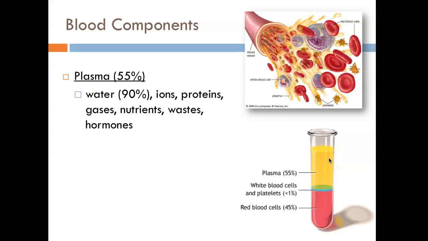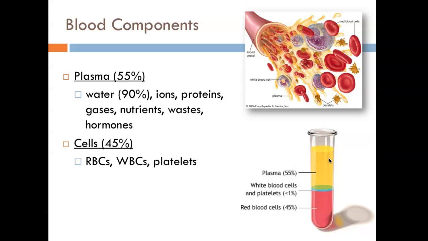I don't know if any of you have ever done that. You have to be 16 to donate blood or plasma, and I'm going to talk a little bit about blood donations in a few minutes. And so your plasma is 55% of your blood volume. It's mostly water, but there's also ions, proteins, gases, nutrients, waste, and hormones.